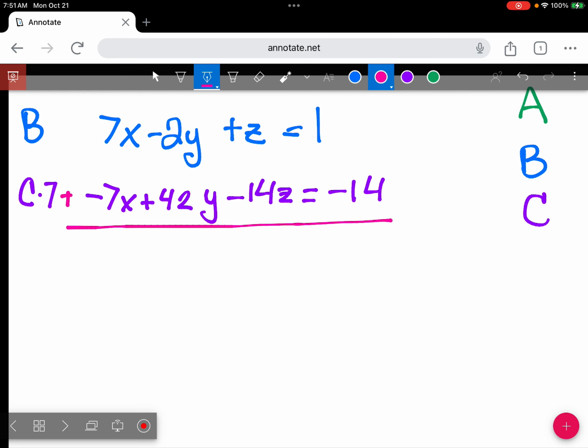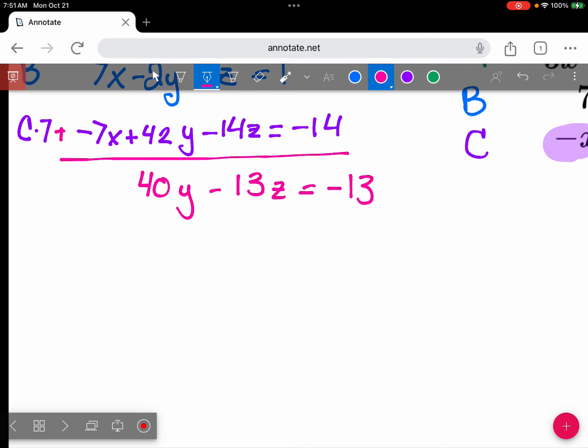So we combine those together and we're going to get, my 7x minus 7x cancels out. We get 40y minus 13z equals negative 13. Oh, that's what I messed up on. Okay, I got it. Somebody told me Ian was cute today.